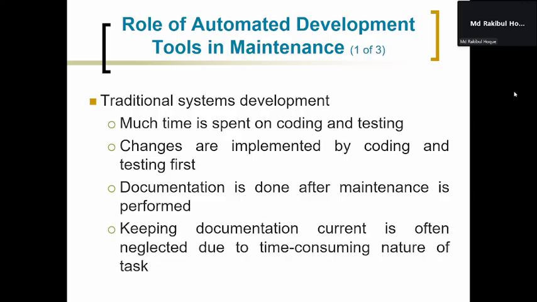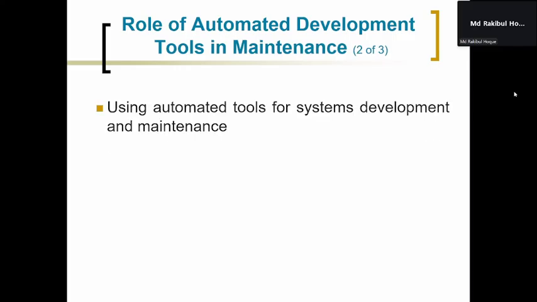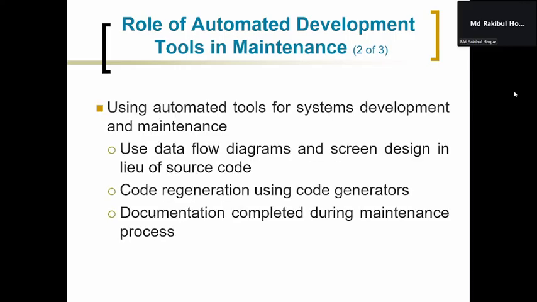And in traditional system development, more time is spent on coding and testing, because we have spent more time at the coding stage. Then changes are implemented by coding and testing first. Then documentation is done after maintenance is performed, and keeping the documentation current is often neglected due to its time-consuming nature. And we use automated tools for system development and maintenance. Use data flow diagrams, DFD. You are very familiar with the DFD, and code regeneration and documentation are completed during the maintenance process.